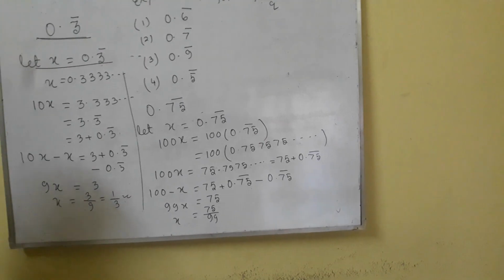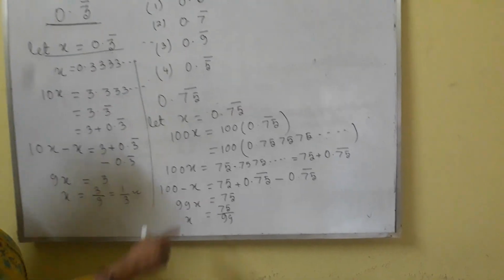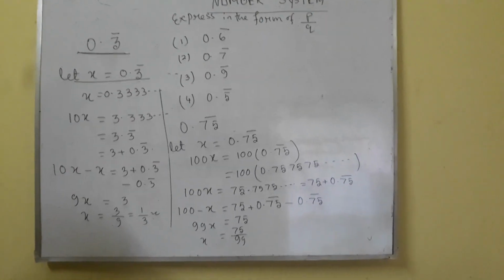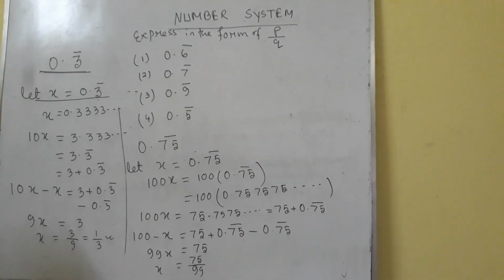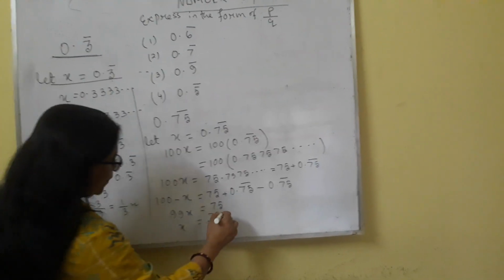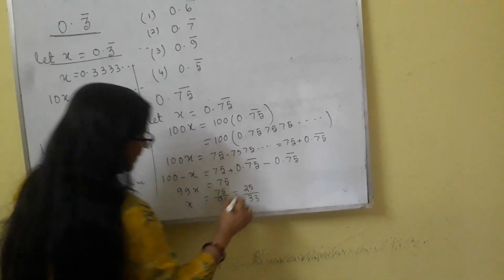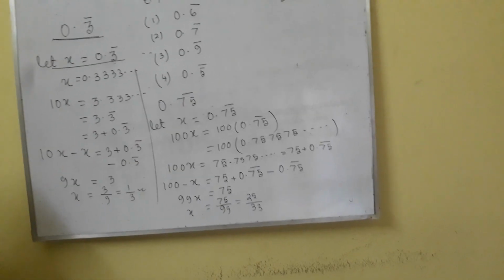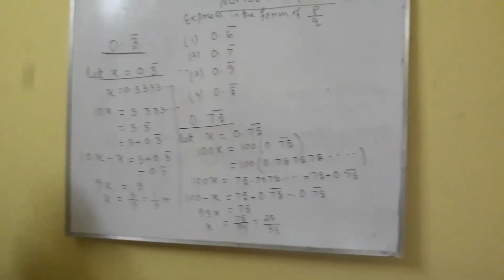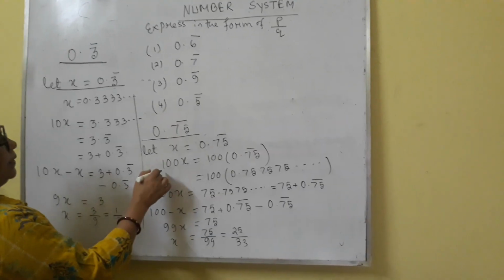Here one thing: we cannot keep the rational number like this, we have to write it in the simplest form. Any common multipliers will be there, we have to cancel them and write in the simplest form. 75 is a multiple of 3, 99 is also a multiple of 3. So if we simplify, we get 25 by 33. Here is your answer. So we can express 0.75 bar in the form of p by q, and that is 25 by 33.